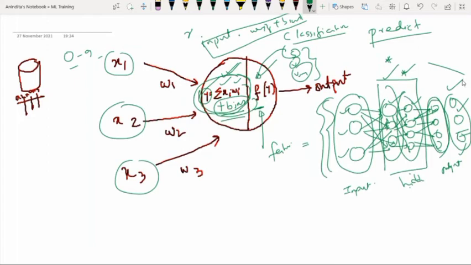So tomorrow we will discuss the more important topic, that is bias and the activation function. After understanding this concept, then we will perform some mathematical calculation. Then only you will be able to understand the coding part, right? So this is all about today's discussion.